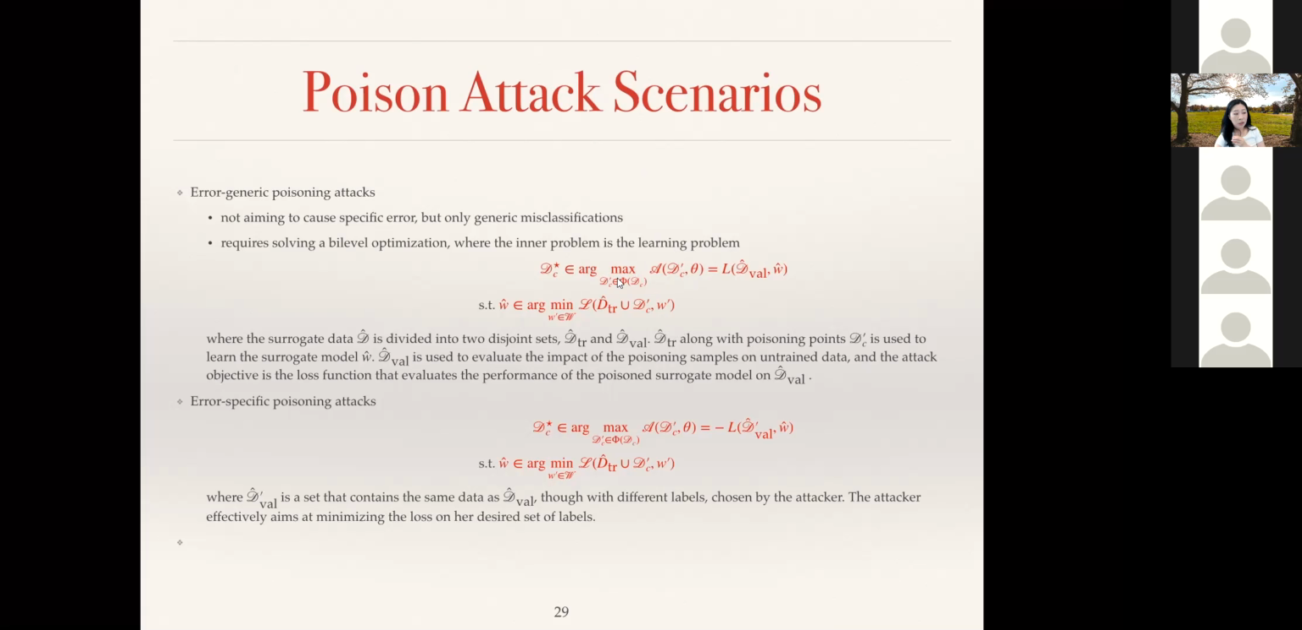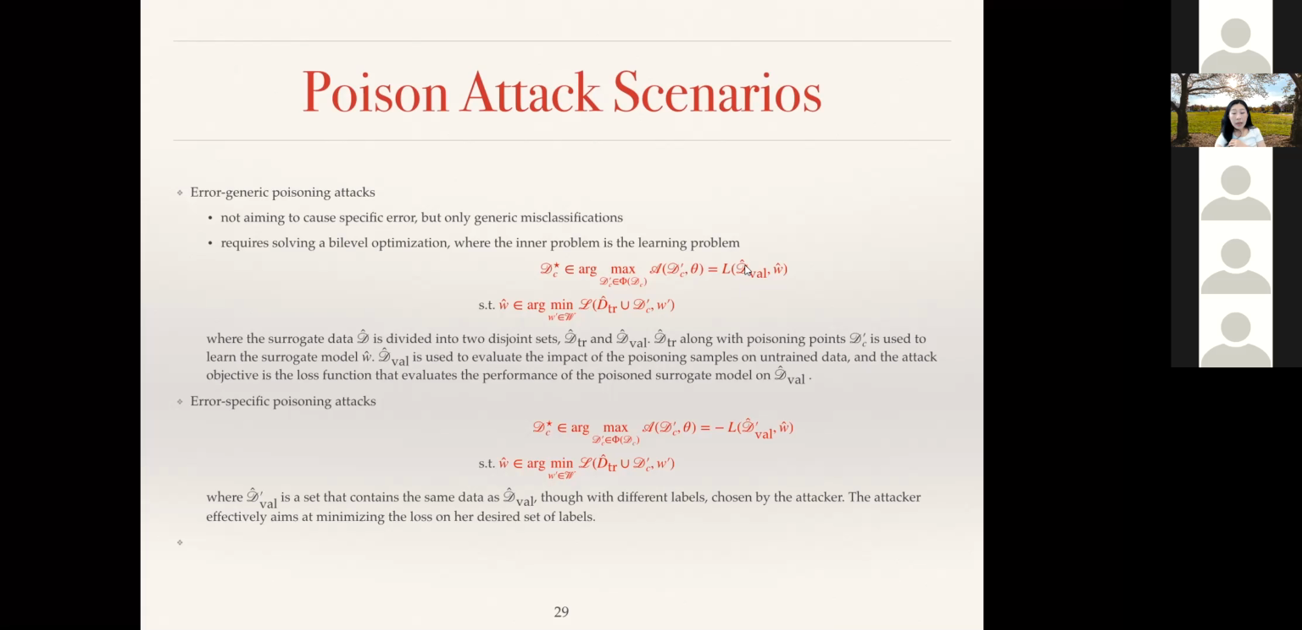Okay, so I have an objective function that I want to maximize, which is like maximizing the loss on the evaluation data set, and a corresponding omega hat that I think the learner would learn if I give them the D_c prime. Does that make sense? This is a little bit hard to understand. First of all, because this is an error-generic poisoning attack, the objective of the attacker is just the loss function evaluated on the validation set, right?